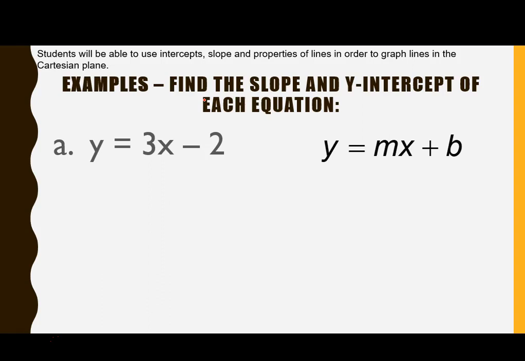Well, the slope is in front of x. No matter where x is in the problem, if it's y equals mx plus b or y equals b plus mx, the number in front of x is our slope. The number in front of our x here is 3, so our slope is 3.